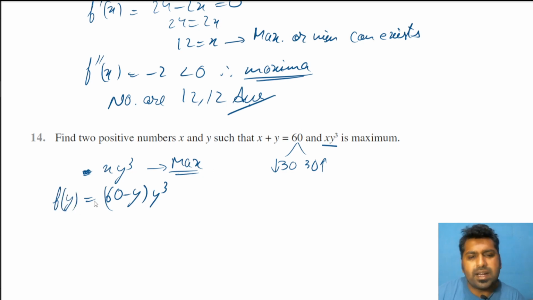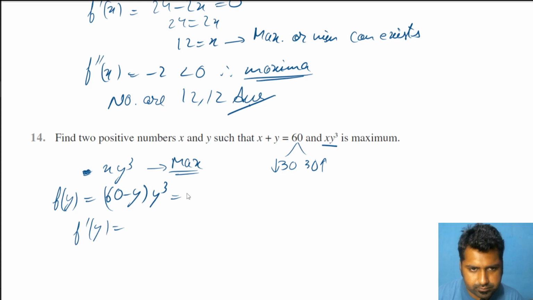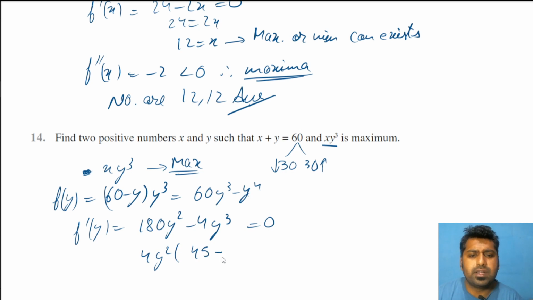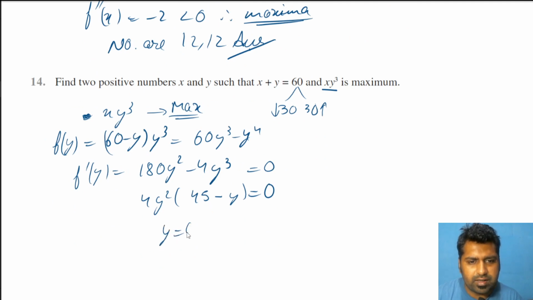So same idea, just that now instead of x you have y. This needs to be maximized. So same thing, f dash y, differentiate it. Before differentiation, just multiply this, it will be simpler: 60y cube minus y raised to power 4. Differentiate it: 180 y square minus 4 y cube, and you solve it equal to 0. So take 4 and y square common: 45 minus y equals 0. So you get two values of y: 0 and 45.